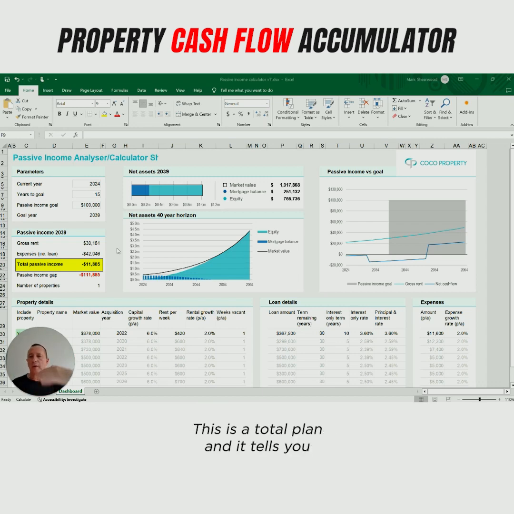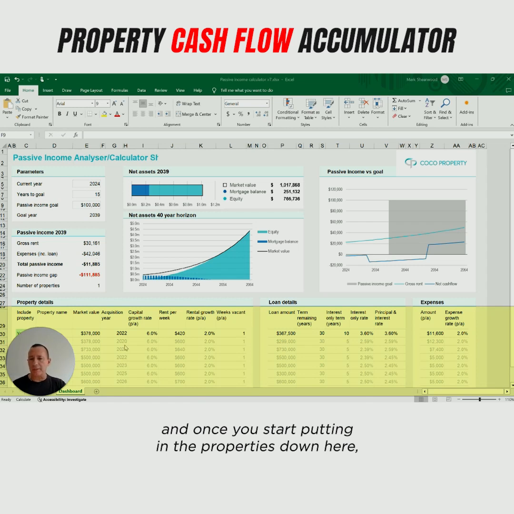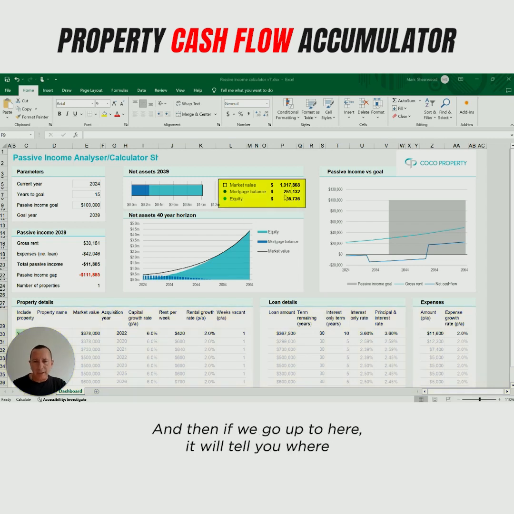And once you start putting in the properties down here, all of these figures change. And then if we go up to here, it will tell you where you're going to be. It will tell you what you are now, your market value, and your equity position. It will tell you what your mortgage position is, so you'll know in 15 years how much money you owe on your mortgages. You'll know how much equity you've got, how much cash flow you've got, and how many properties you need in order to get to where you want to go.